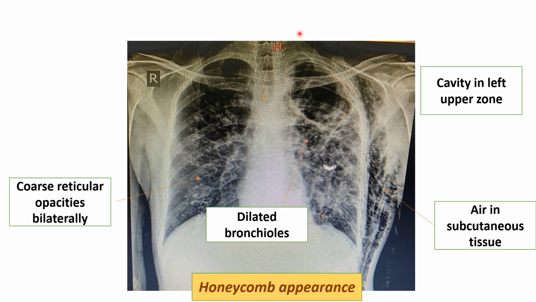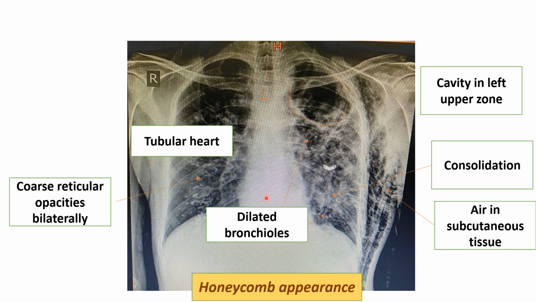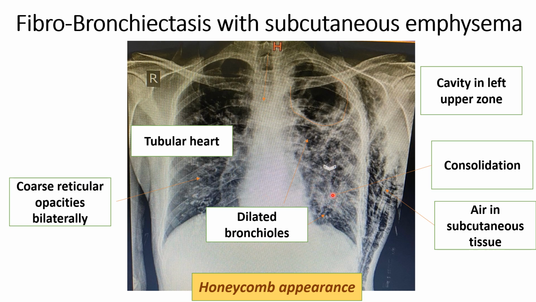And trachea is present in the central position, and when you see the cardiac silhouette, it is a tubular heart shape. Consolidation is also present in the left lower zone. So the diagnosis for this X-ray will be fibrobronchiectasis with subcutaneous emphysema with the pulmonary cavity. The patient had tuberculosis, and after tuberculosis the patient has developed the fibrobronchiectasis with subcutaneous emphysema also.